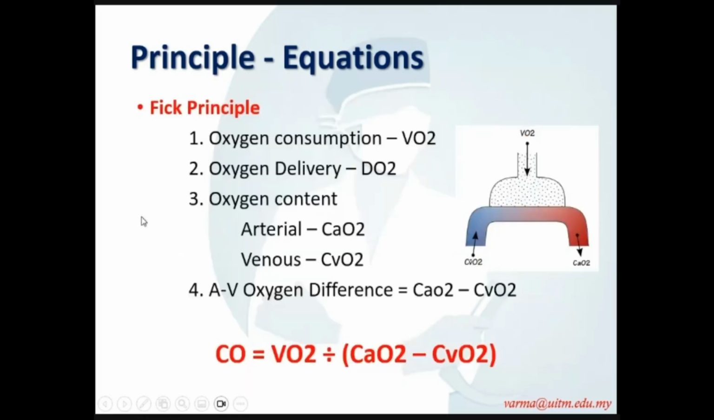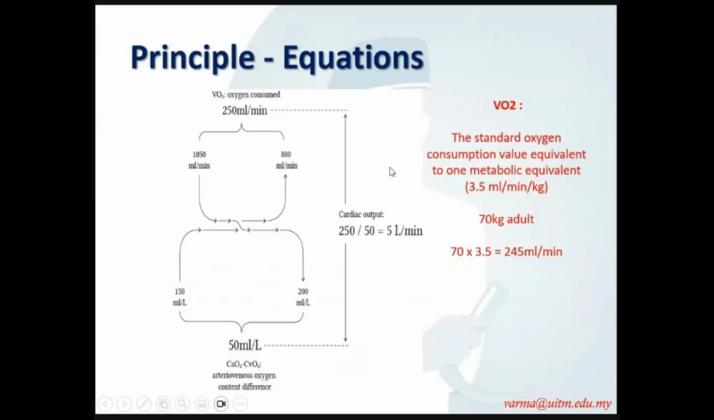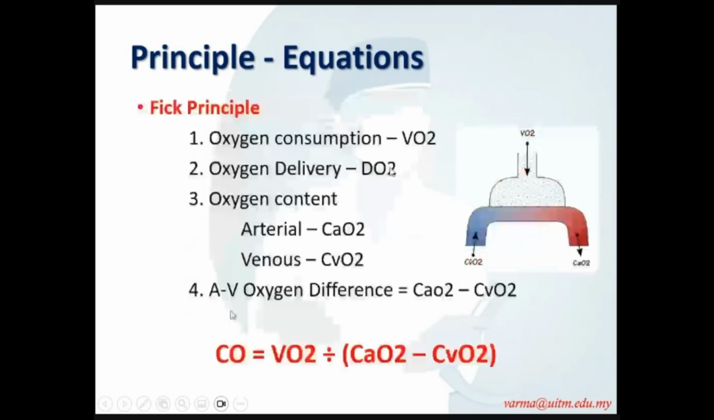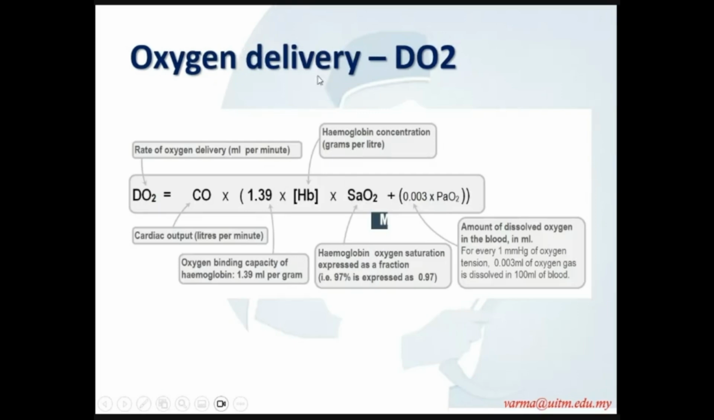And how do we get CaO2 and CvO2? You must know this equation. This is the calculation of oxygen content in blood. This is the calculation of your cardiac output. So another one is oxygen delivery. This is not actually involved in the Fick principle, but it's related, which is the oxygen delivery. We call it oxygen flux. It's the same thing. It means you have a certain amount of oxygen in your arterial blood. You just have to multiply it with your cardiac output to tell how much oxygen is being delivered.